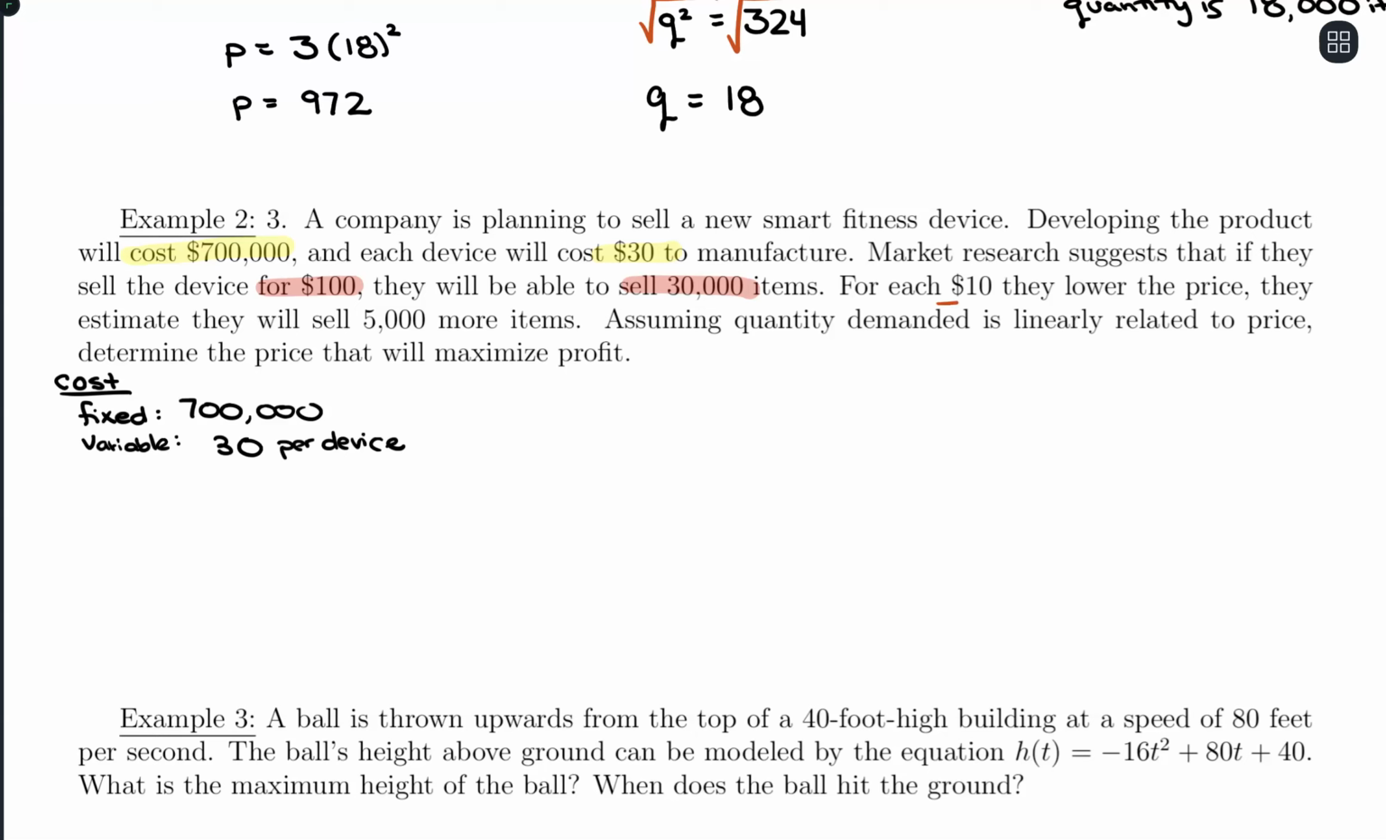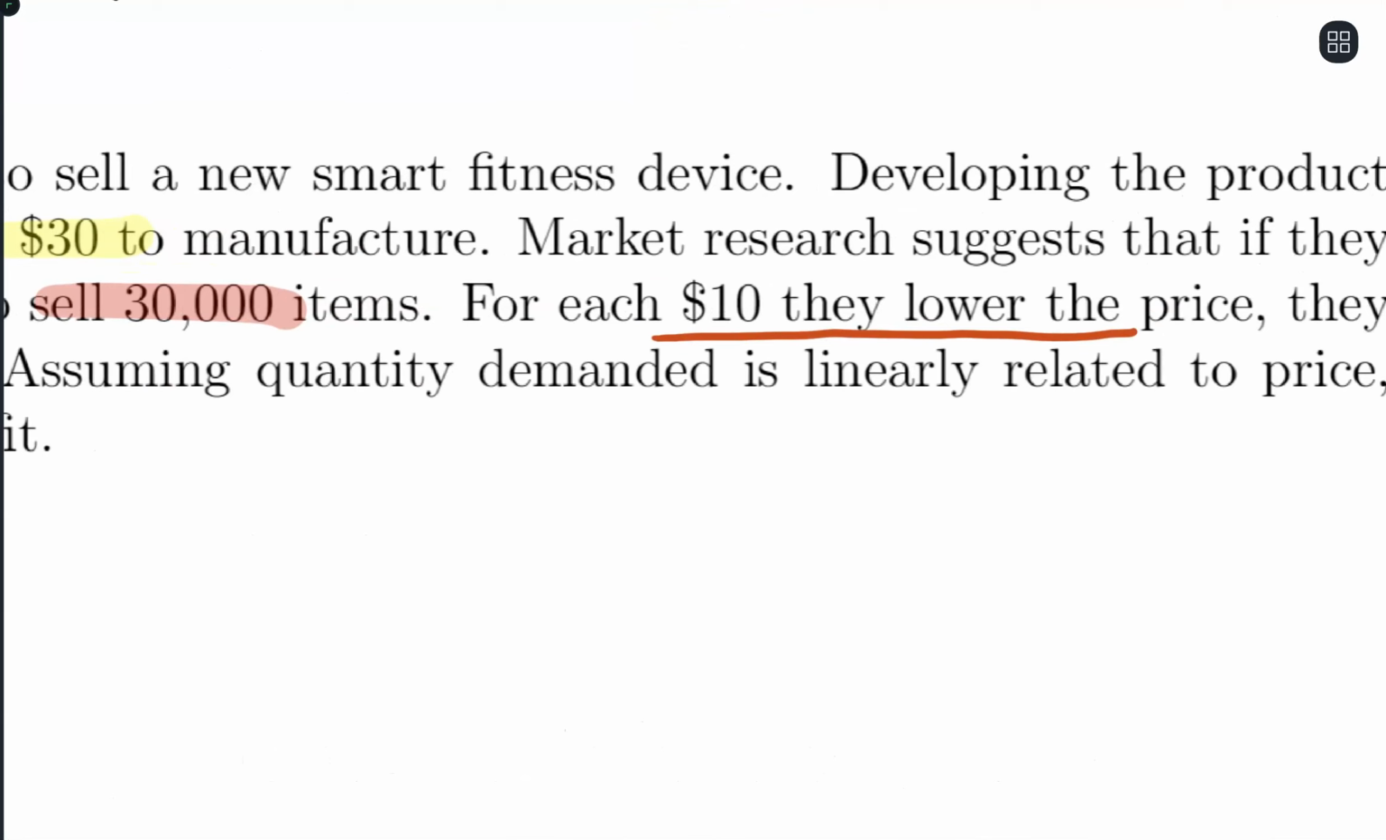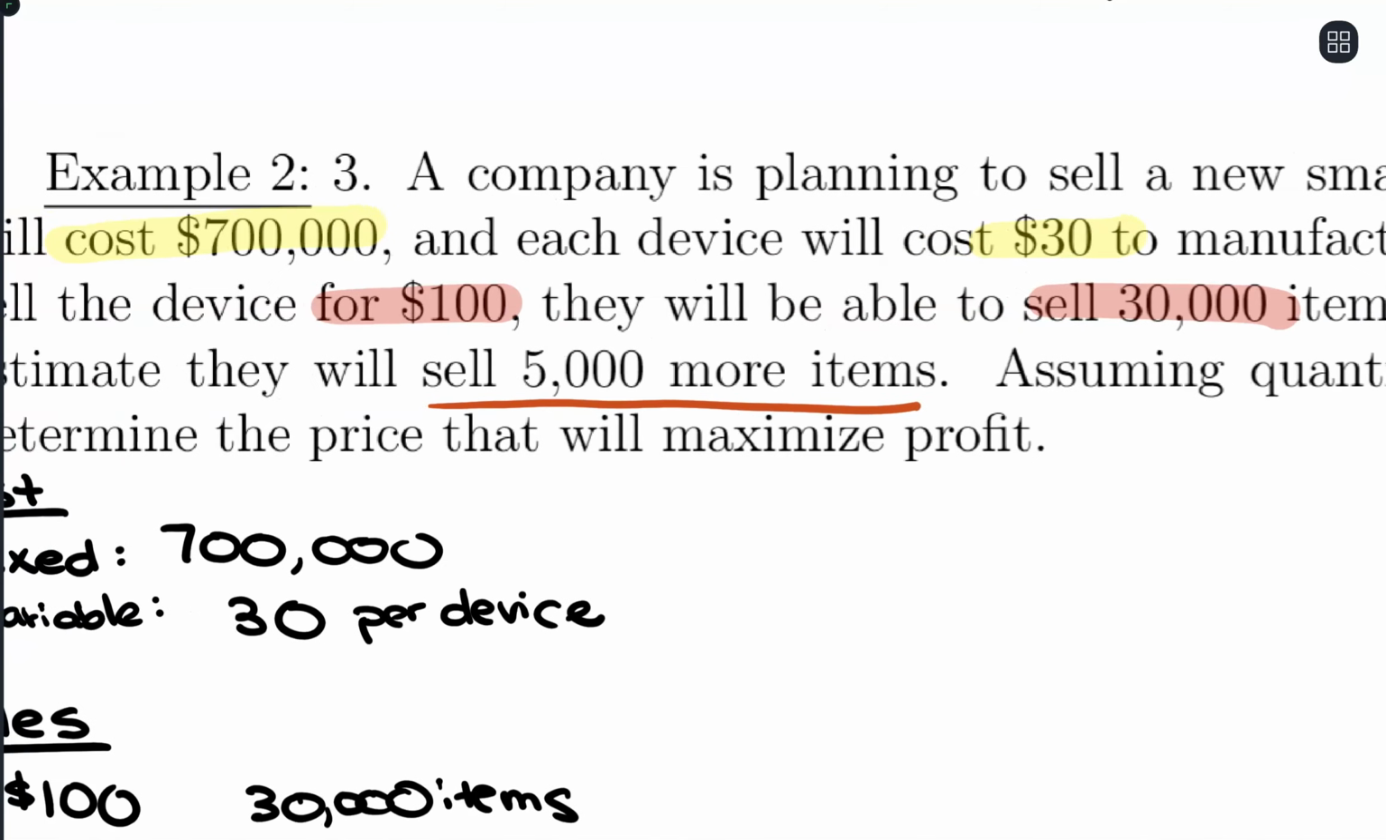For each $10 they lower the price, they estimate they will sell 5,000 more items. So in terms of sales here, we're given this relationship of $100 and 30,000 items. Those go together. Then they also tell us this change in sales. And what we're going to do here is think about this as slope. So the idea is if they lower the price $10, so it's like if we take away $10 from the price, the quantity is going to increase by 5,000.